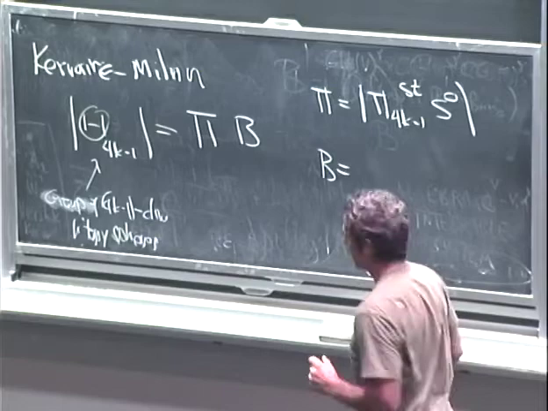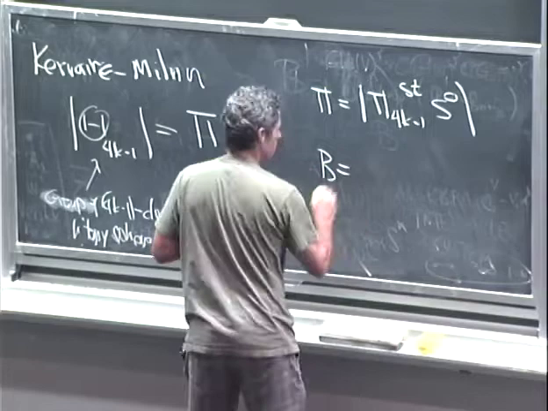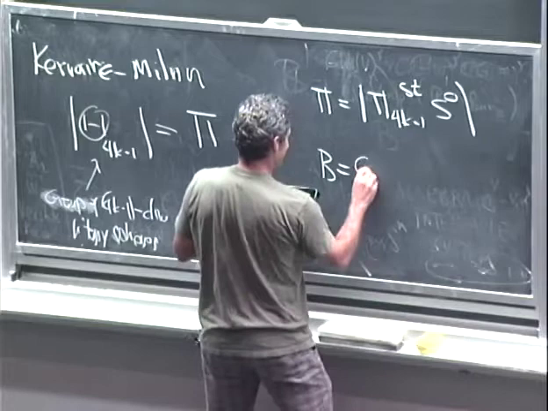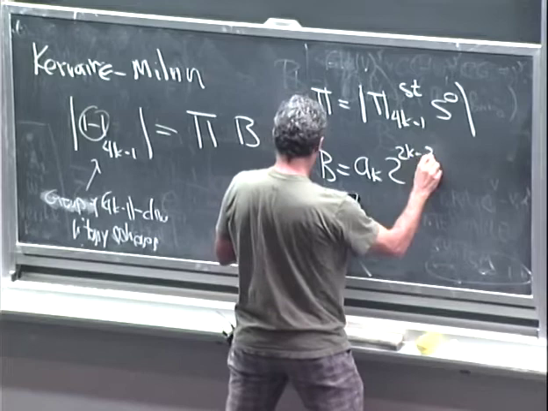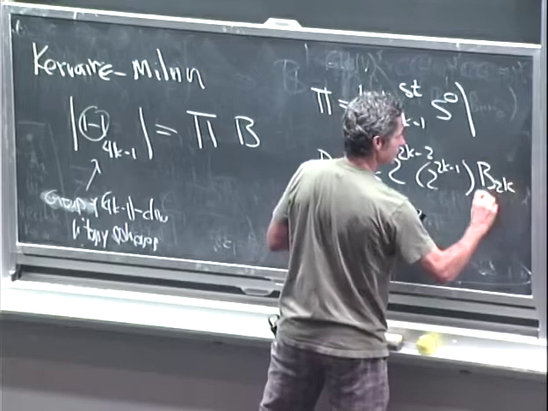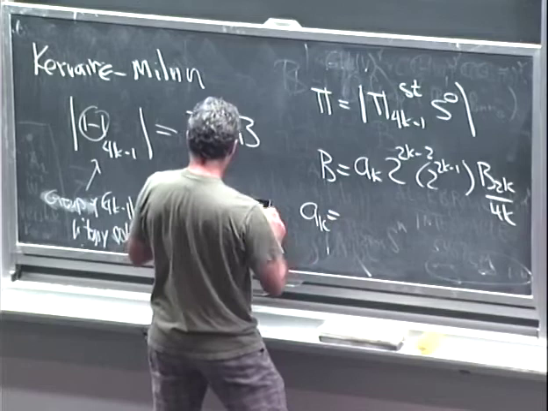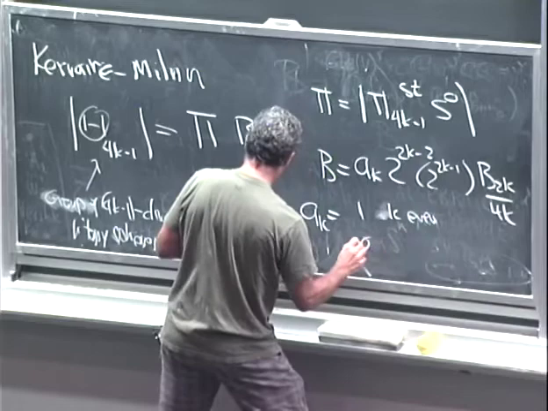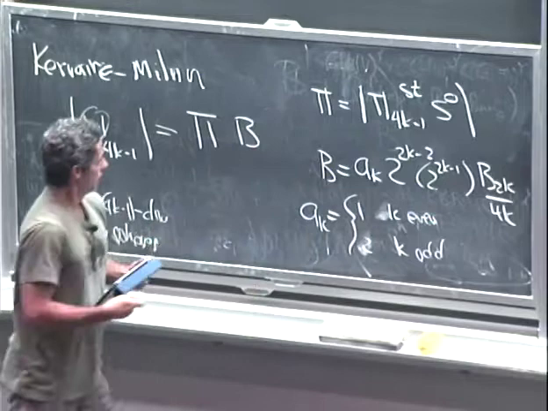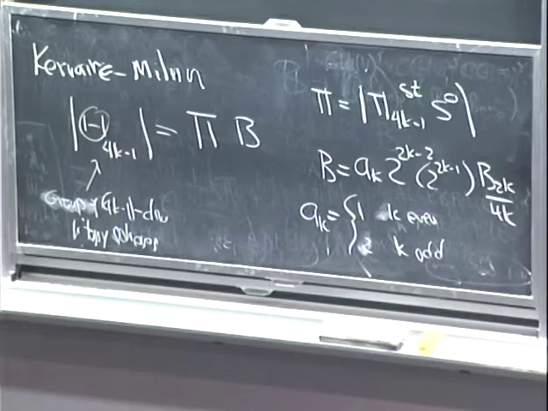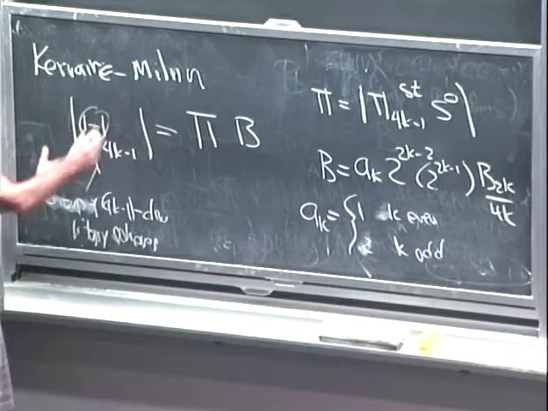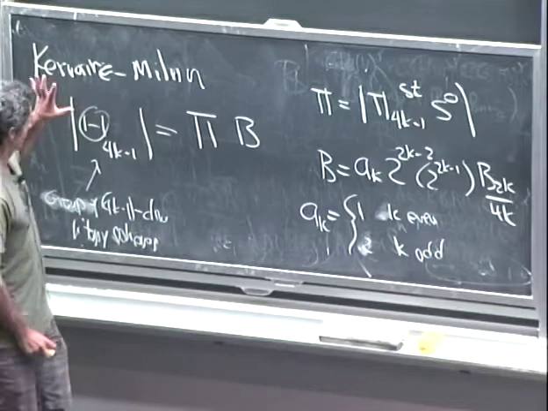Better way to do this. a_k times 2 to the 2k minus 2, times 2 to the 2k minus 1, times the numerator of B_2k over 4k, where a_k is 1 if k is even, and 2 if k is odd. All right, so this gives a formula for the number of smooth structures up to diffeomorphism on the sphere. It's an amazing formula in its own right. It involves quantities from three different parts of mathematics: differential topology, homotopy theory, and basically number theory.